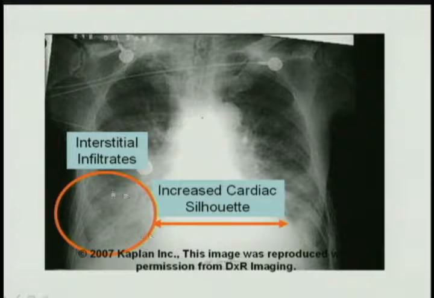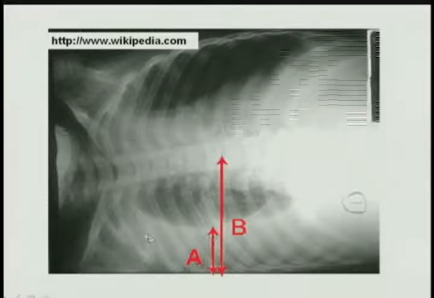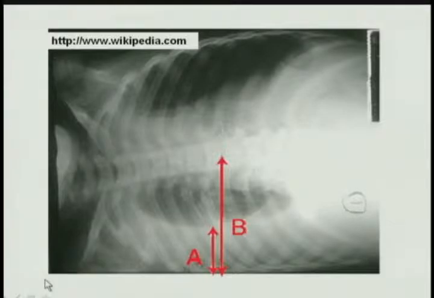These infiltrates here are at the bases. Beware of the word interstitial because it really means fluids in the bases. This is an effusion. See, this is fluid layering out on a person lying on their side. This is liters of fluid. How do I know it's liters?